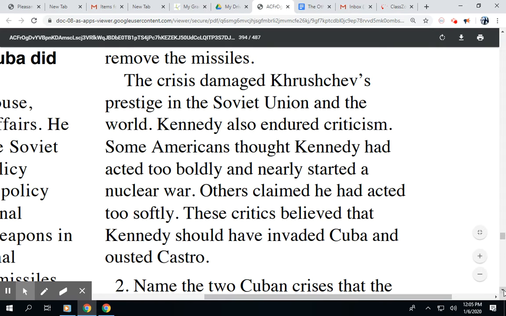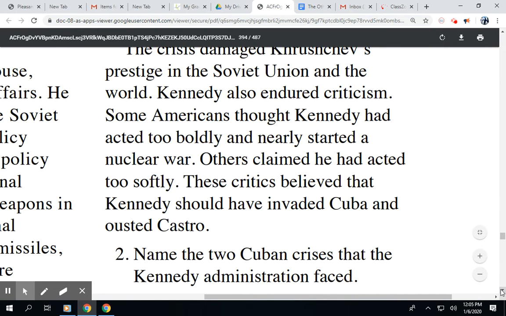Kennedy also endured criticism. Some Americans thought Kennedy had acted too boldly and nearly started a nuclear war. Others claimed he had acted too softly. These critics believed that Kennedy should have invaded Cuba and ousted Castro. Question 2. Name the two Cuban crises that the Kennedy administration faced.